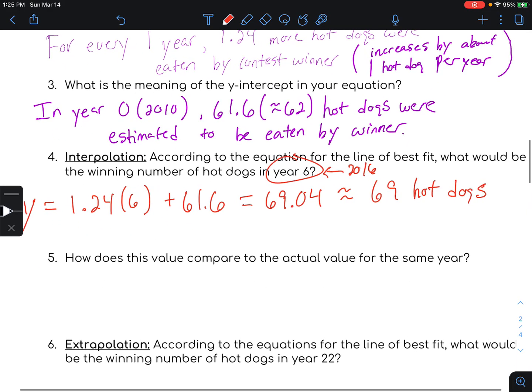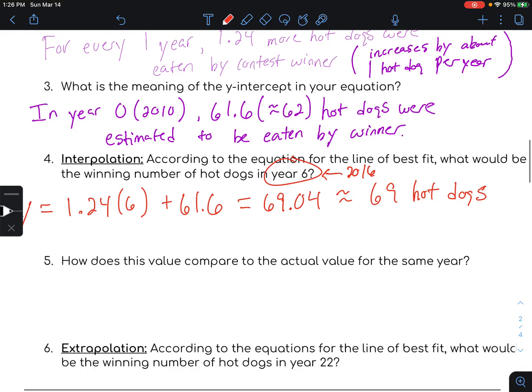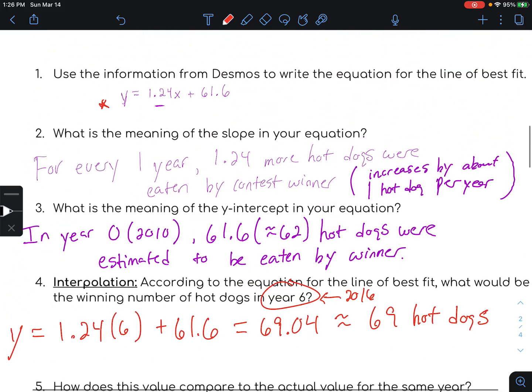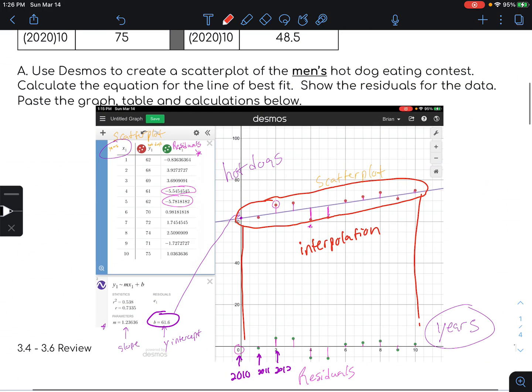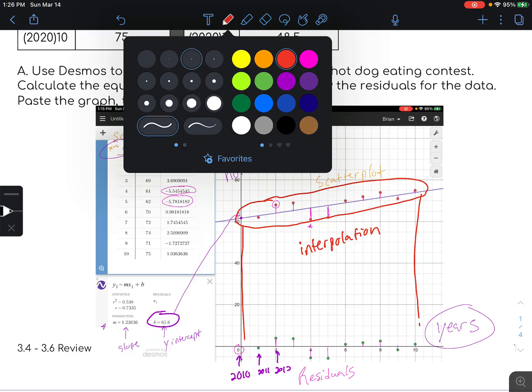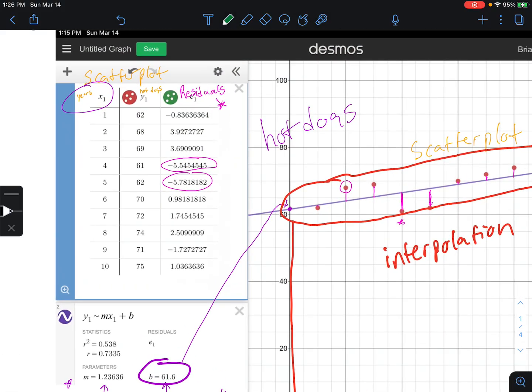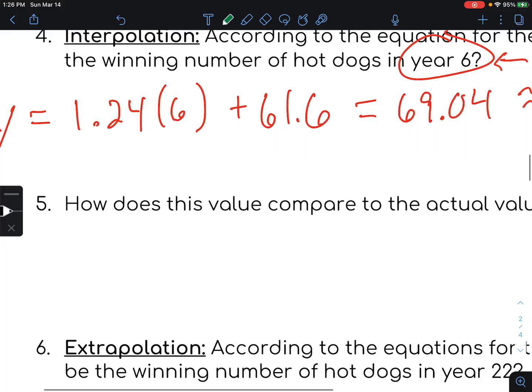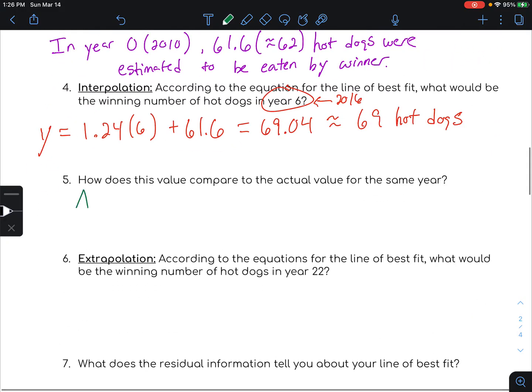How does this compare to the actual value for the same year? Okay, well, let's go ahead and look at what is the actual for year 6. We'll go back up to our data, and we'll notice that the actual for year 6 right here was 70 hot dogs. So it's pretty close to what the prediction is, right? So the actual number of hot dogs was 70. And how does it compare?